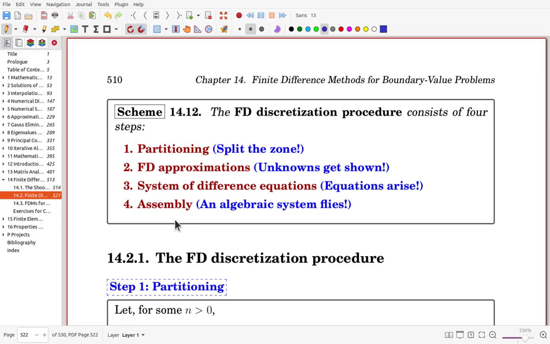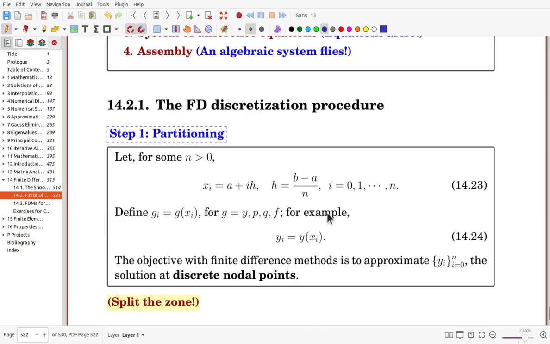It's quite natural steps. First, we chop the domain, and we recognize the unknowns, and we try to get equations showing the relation between the unknowns, and from those equations, we try to get an algebraic system, for example, AU equal B. By solving this algebraic system, we can get the solution, the approximate solution.